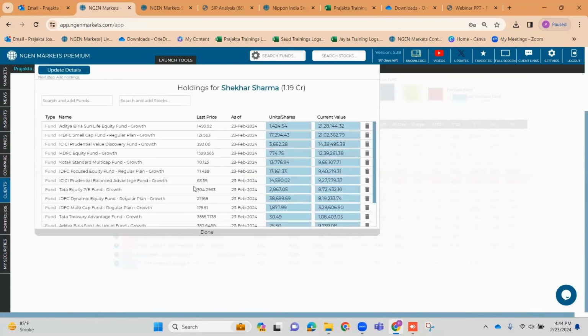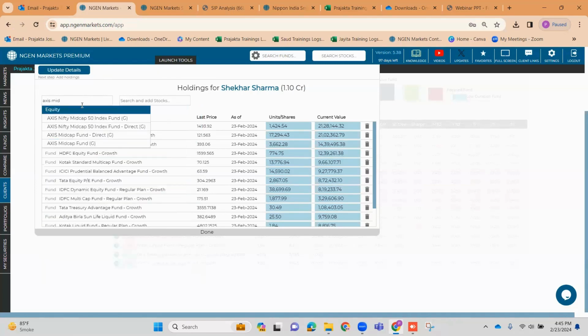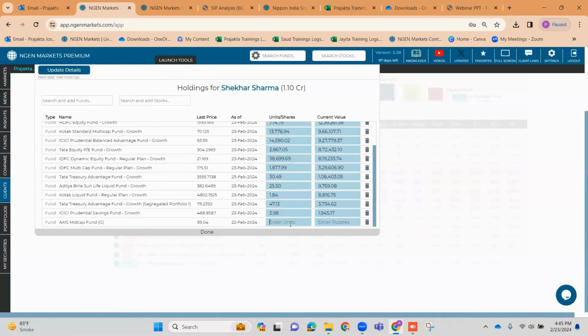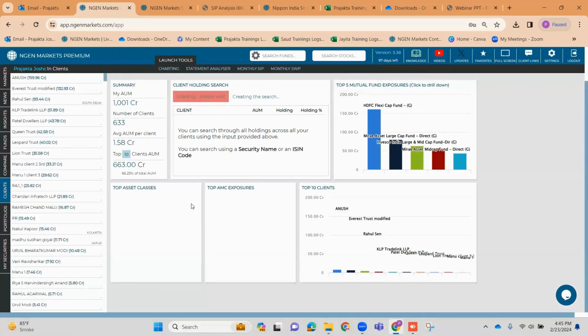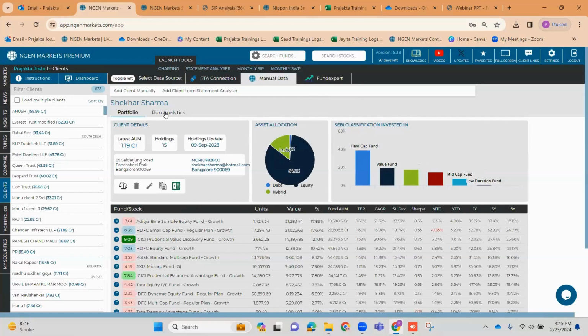Let's say, for example, you want to remove IDFC Focused from this. Remove this. This is about 9,40,000. Remove this and maybe add another fund. Maybe let's add Axis Midcap. I'm just choosing any random fund. You add this here, you put in the current value. Whatever we change, we'll replace with the same amount, so let's say 9,40,000 rupees. You just put in the amount, units will be calculated automatically, and then click on done. Once this is done, you click on run analytics.